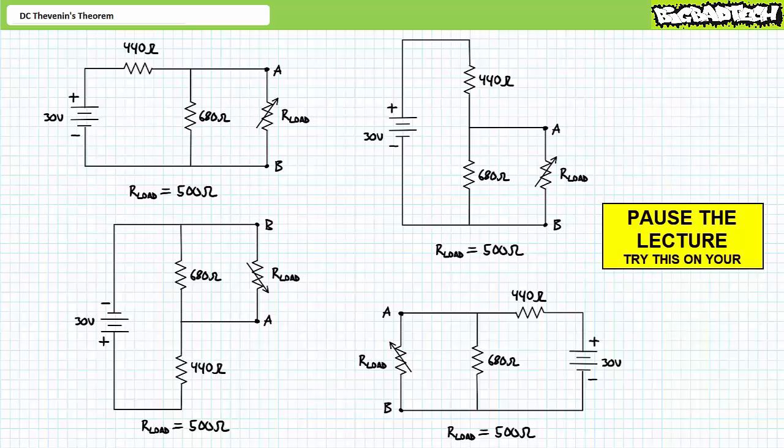By all means, pause the lecture and try this on your own. Do not sit there and wait for me to guide you through this exercise. Perform a Kirchhoff's current law and a Kirchhoff's voltage law analysis on these 4 circuits and determine the voltage across, the current through, and the power dissipated by the variable load resistor when R load equals 500 ohms.